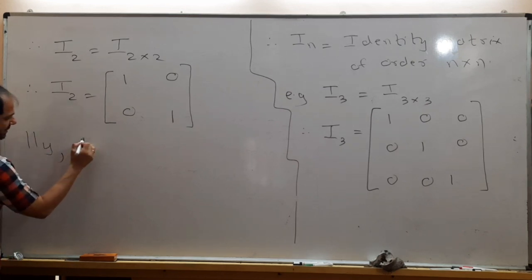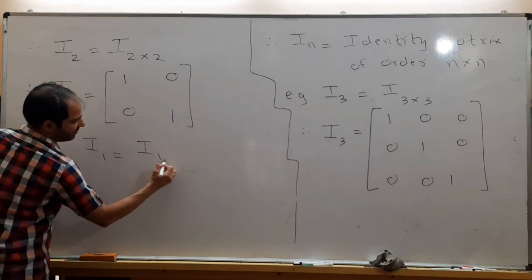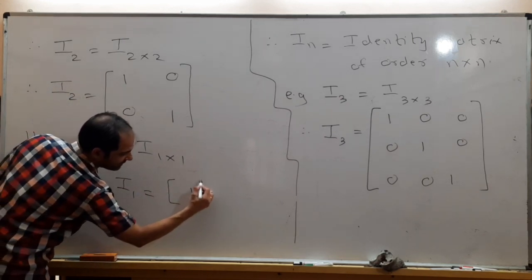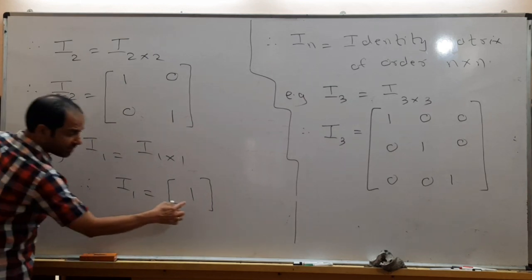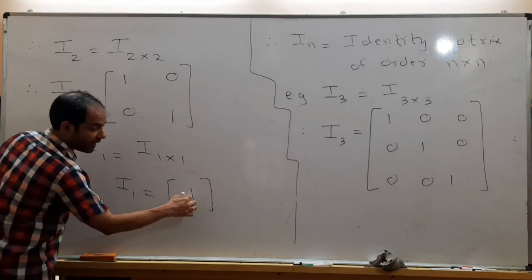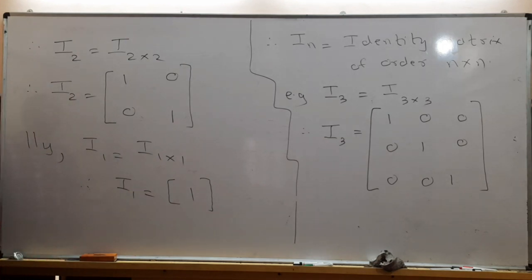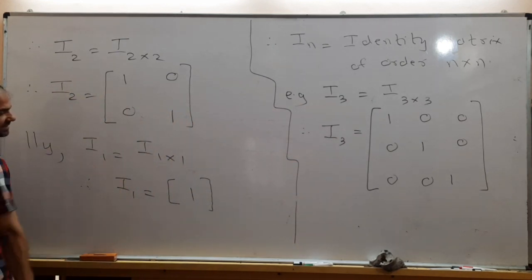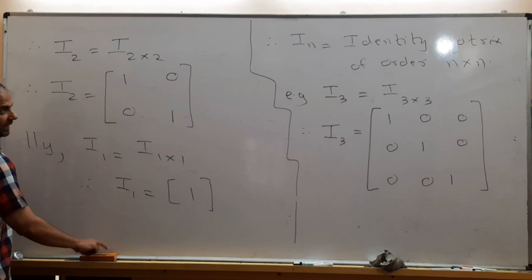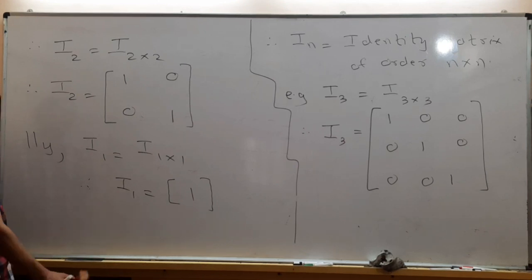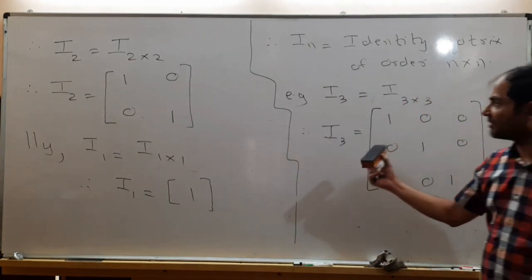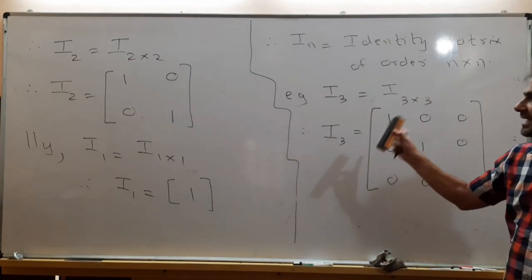Similarly, I1 is I 1 cross 1 and I1 will be only 1. Because this element is in first row, first column, so i is equal to j. So it has to be 1 only. So this is example of identity matrix of order 2. That is an example of identity matrix of order 3, and this is example of identity matrix of order 1. I hope this is clear and understood. I think I gave the definition twice, and I gave the examples of I1, I2, I3.